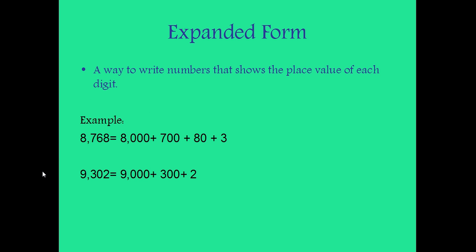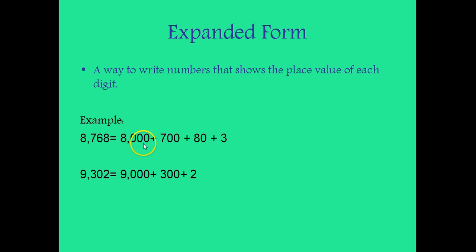Okay. Expanded form is just a way to write the number showing place value. Expanded, imagine expanding a balloon, blowing air into a balloon. You're expanding the number, making it bigger, showing it in a bigger manner. Okay, so we have two examples down here where we take the numbers and blow them up to make them longer.